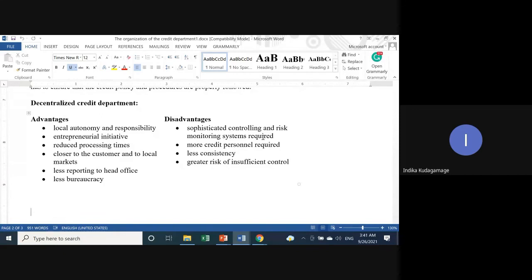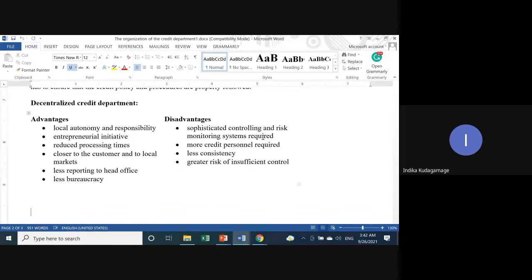Reduce processing time. Branch, you can't sit on anything because the customer comes and sits in front of you. For the center, you just say something to the branch and wait. Who cares? But at the branch, you can't. You are facing the customer. Customer pressure is the most difficult pressure.